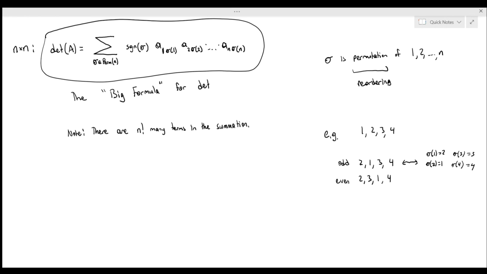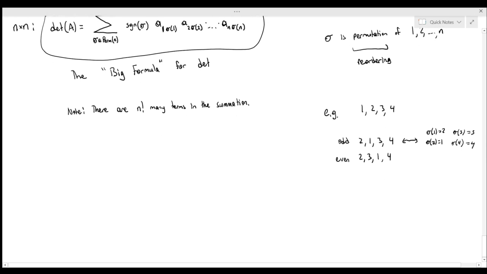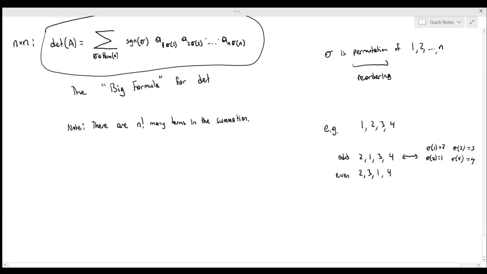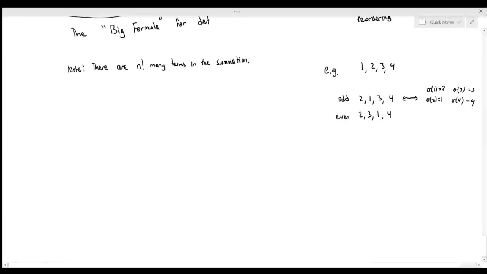All right, so I made a note here that there are n factorial terms in the summation. And the reason for that is because there are n factorial permutations, n factorial reorderings of the numbers 1 through n. Okay.